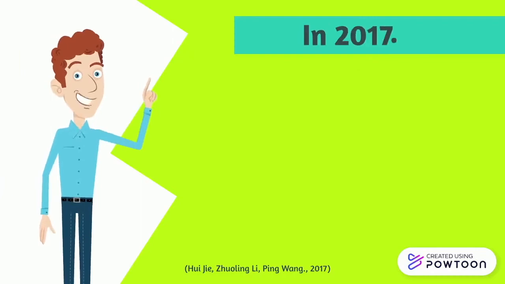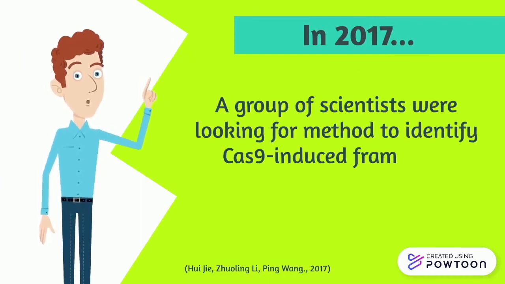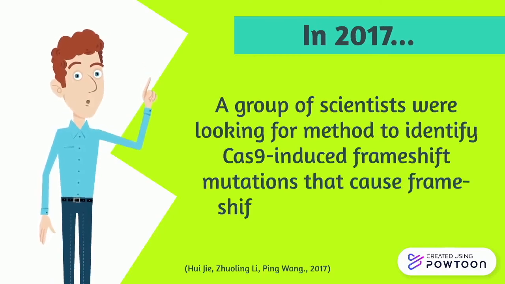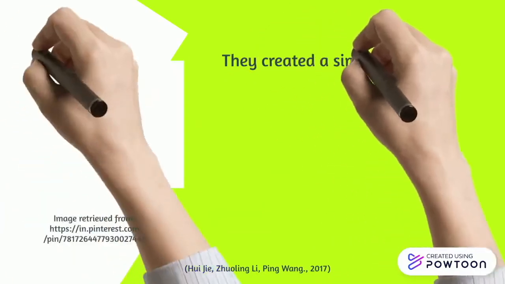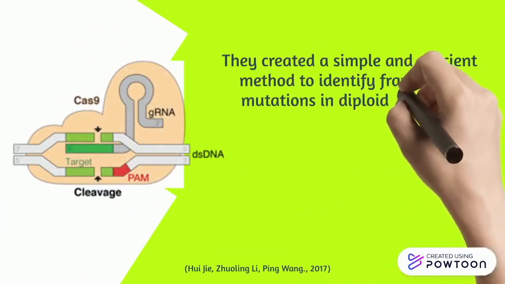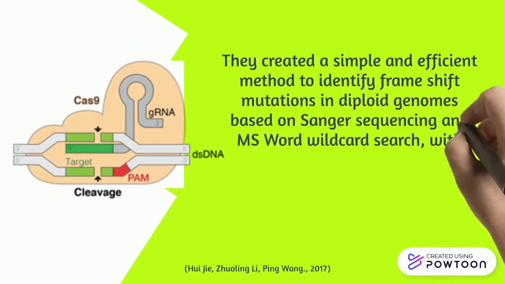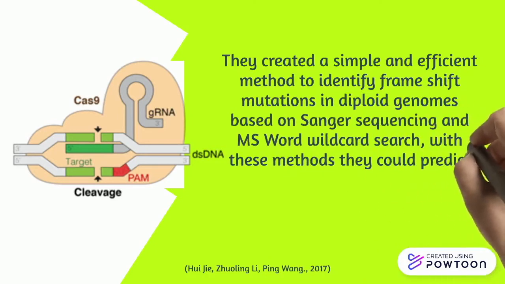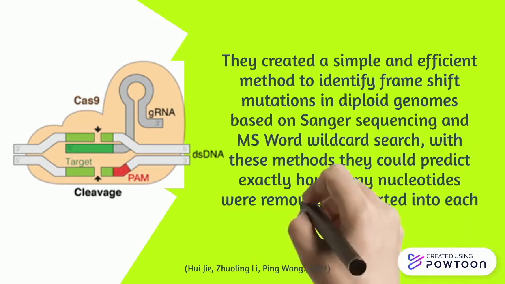In 2017, a group of scientists were looking for a method to identify Cas9-induced frameshifts that cause frameshift indel mutations and disrupt protein expression. Therefore, they created a simple and efficient method to identify frameshift mutations in diploid genomes, based on the Sanger sequencing method and a web-based tool. With these methods, they could predict exactly how many nucleotides were removed or inserted into each allele of the genome.